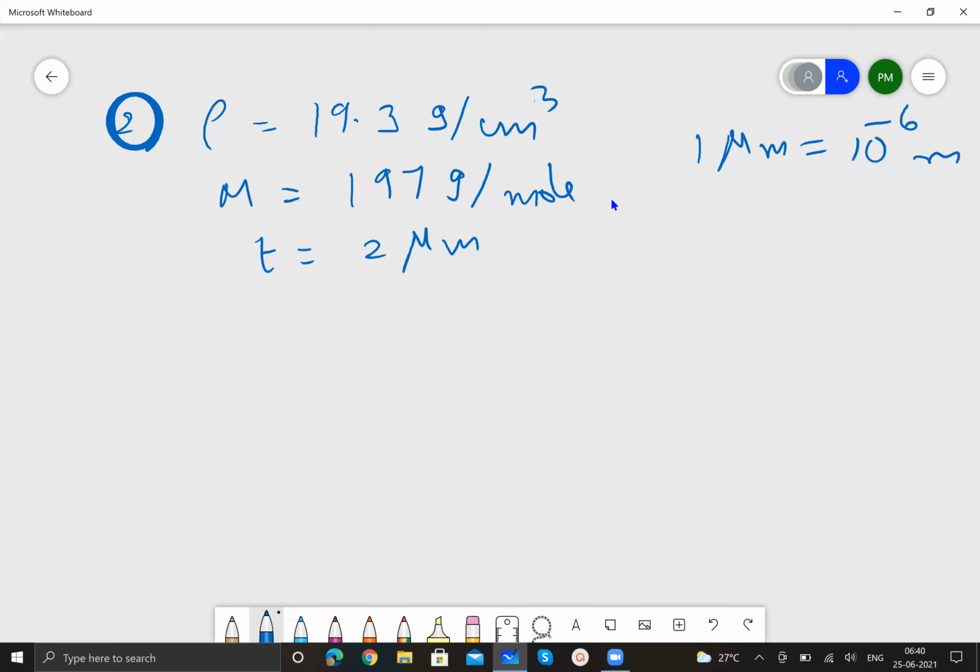1 micron means 10 to the power of minus 6 meters. These are the units used to express different lengths. Micron is normally used for expressing the size of bacteria. Based on this only we got the name microscope. It is used to scatter alpha particles with the kinetic energy 8 million electron volts.